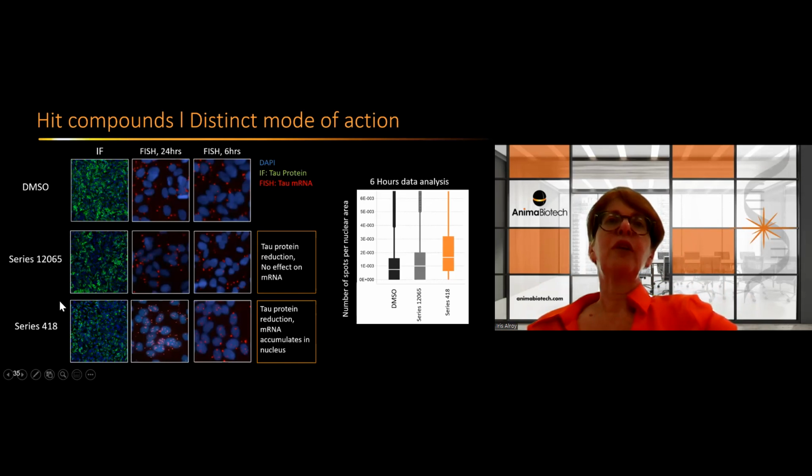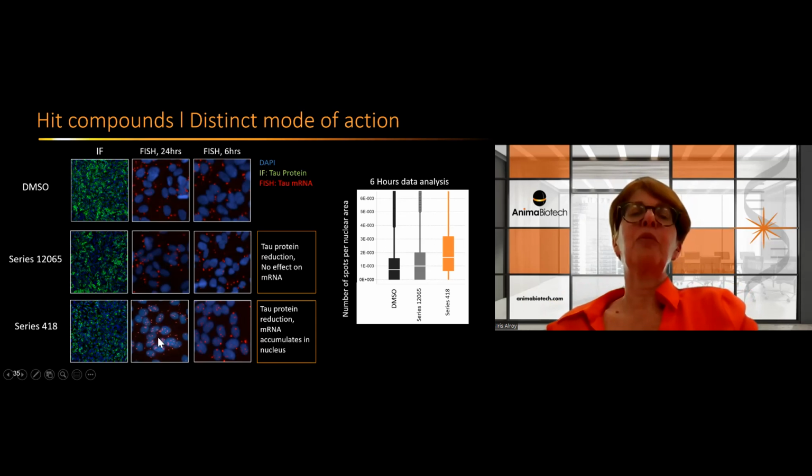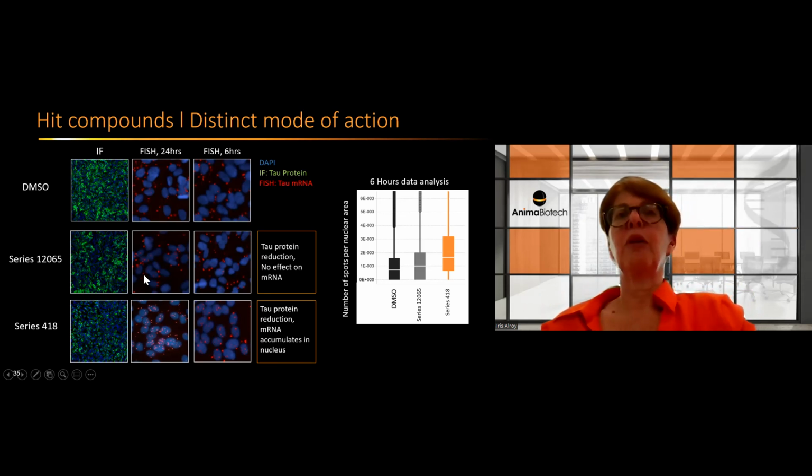The mode of action of the compound we've started to look at, and it turns out that series 418 results in, again, promoting the decay of tau mRNA in the cytoplasm and retaining the mRNA in the nucleus, while series 12065 is not affecting the mRNA at all and probably works at the level of recruitment of ribosomes.